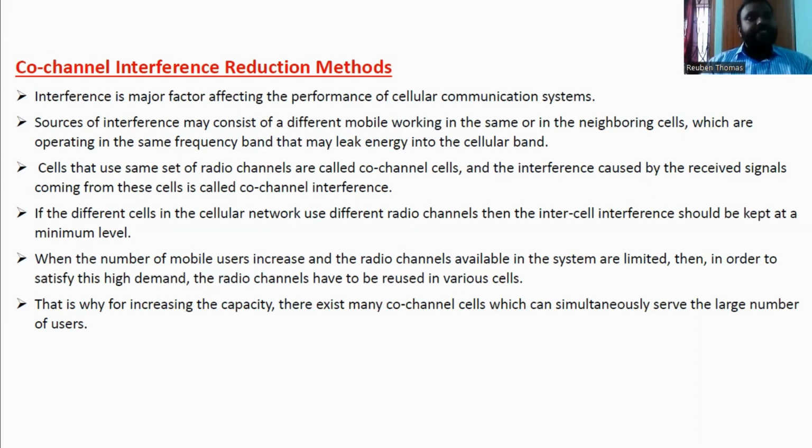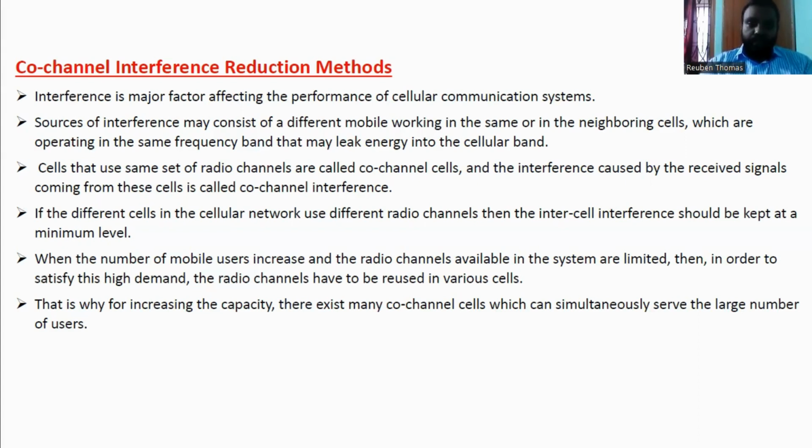If the different cells in the cellular network use different radio channels, then the inter-cell interference should be kept at a minimum level. When the number of mobile users increases, the radio channels available in the system are limited. Then, in order to satisfy this high demand, the radio channels have to be reused in the various cells. That is why, for increasing the capacity, there exist many co-channel cells which may simultaneously serve a large number of users.